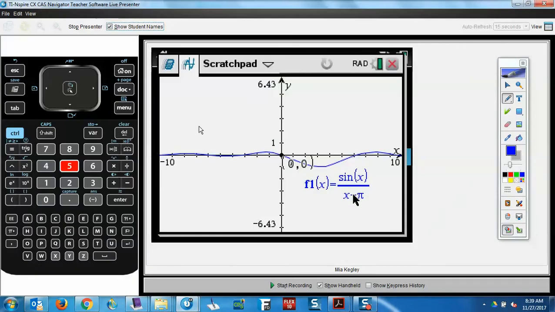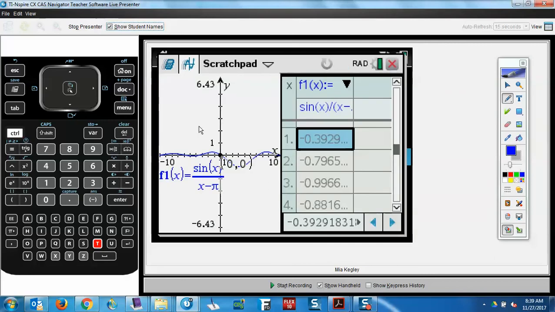Okay, just like that. And the window doesn't really matter, does it? Because we're going to go to where now? We're going to go to our table, right? Like if she tried to trace at pi right now, we would get undefined, right? Because it's 0 divided by 0. Okay, so we're going to go to our table, and then where are we going?